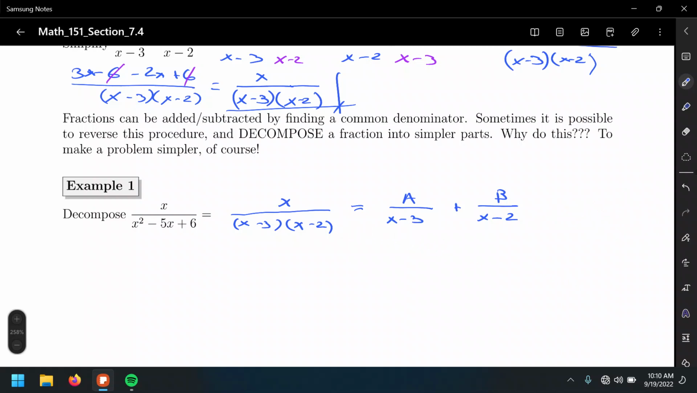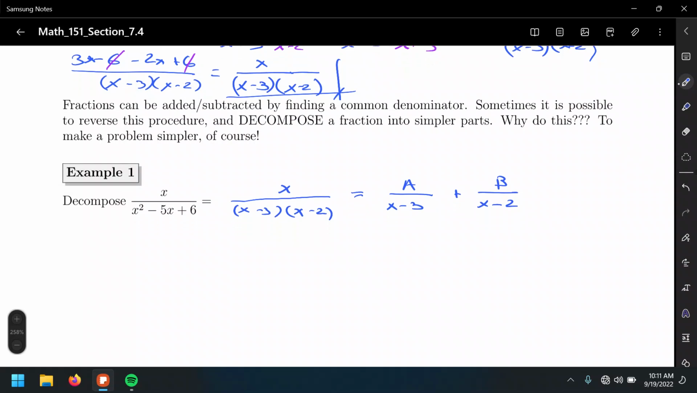Now, our job over here is to find the constants a and b that, when combined back together, would give us this x over x minus 3 times x minus 2. How do we do that? Well, this is what we're going to do. I'm going to rewrite this equation.